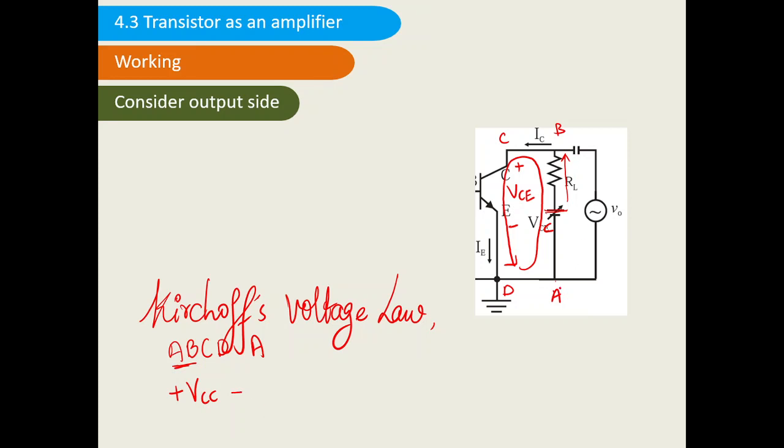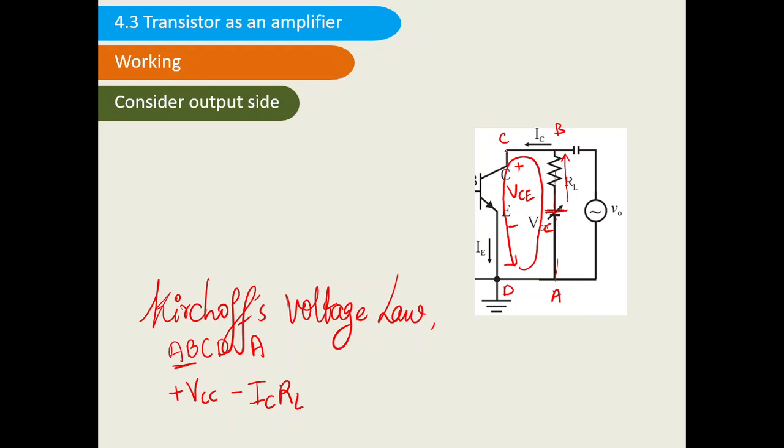But suppose we are moving in the direction A to B, and the current is also moving in the same direction, then we have to consider the negative sign. Negative voltage across this RL, and as per Ohm's law, voltage is equal to current multiplied by resistance. So the resistance is RL, the current is IC. So I can say it is IC into RL.